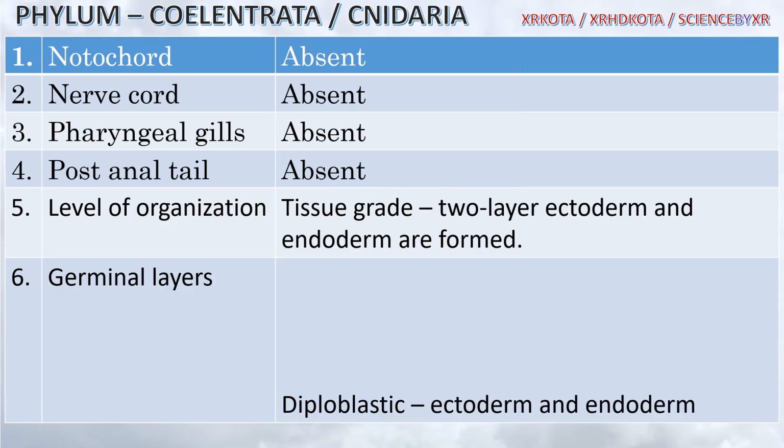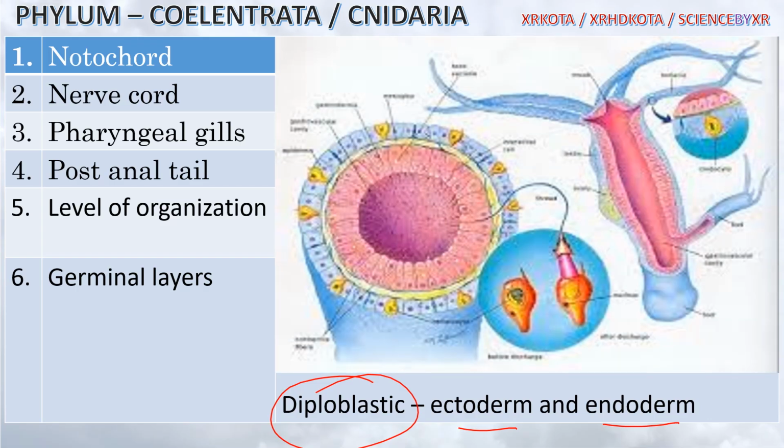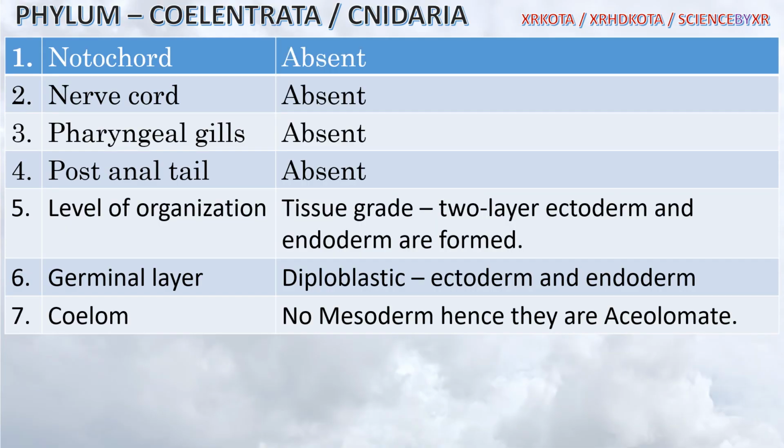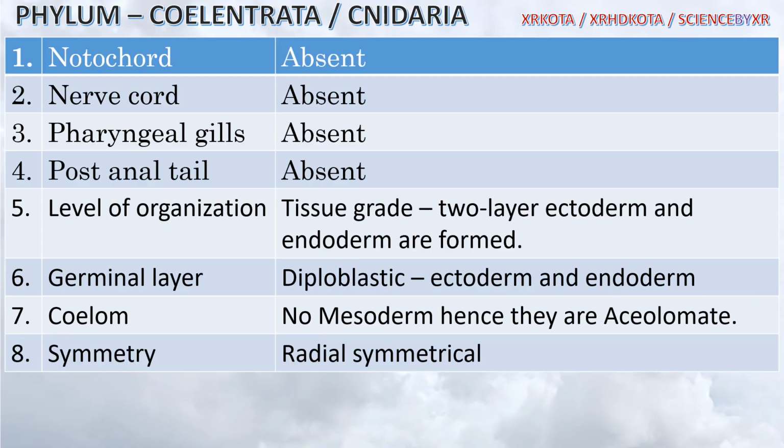Next is germinal layers. So they are diploblastic. Again, two layers, that is ectoderm and endoderm, which we have seen in the diagram. Again, you can see in the cross section, if we cut the hydra this way, we can see the outer layer which is shown here in the blue color, that is ectoderm, and the endoderm which is shown here in the pink color. The organisms which have two germinal layers are called diploblastic. Next is coelom. Since the mesoderm is absent, they will be called acoelomate. Symmetry, so they are radially symmetrical.